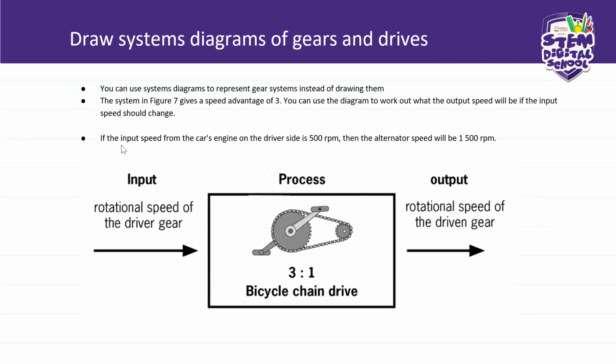If the input speed of the car's engine on the driver is 500 revolutions per minute, then the alternator speed will be 1,500. That's a mechanical advantage of 1:3. Okay, it is multiplied by 3 in the alternator. Okay, so this should be like the alternator of your car. Okay, this a bicycle chain drive, that is what will multiply the input force, right? And then you have a rotational speed of the driven gear.